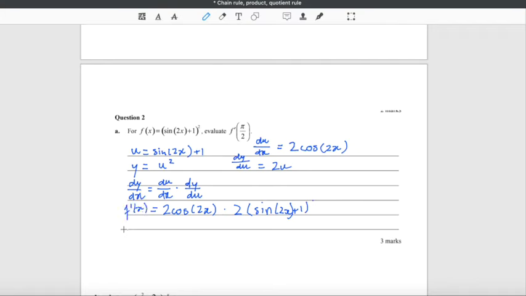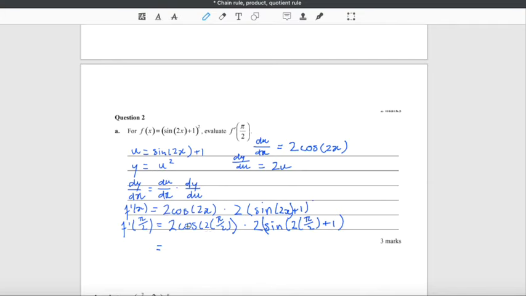That's the derivative function, but we want to know the derivative function at pi on 2. So let's substitute it in, 2 cos (2 times pi on 2) times 2 times sine, make sure the bracket's there, 2 times sine of (2 times pi on 2) plus 1. Alright, so see if we can work this out.